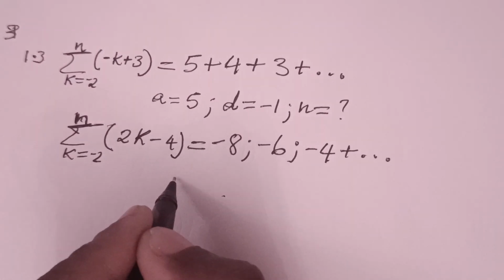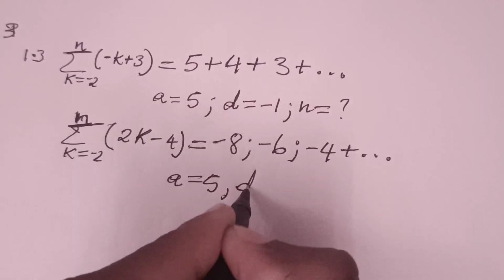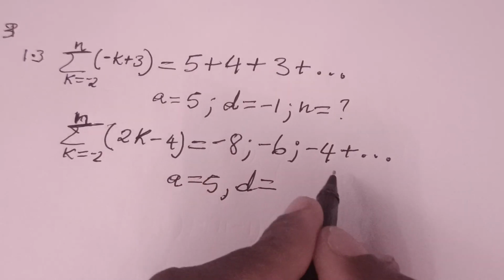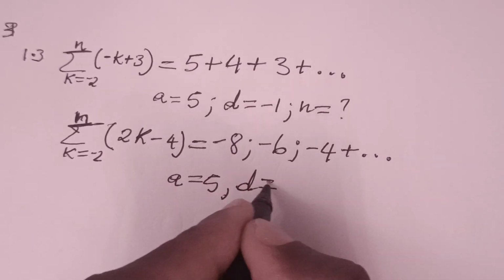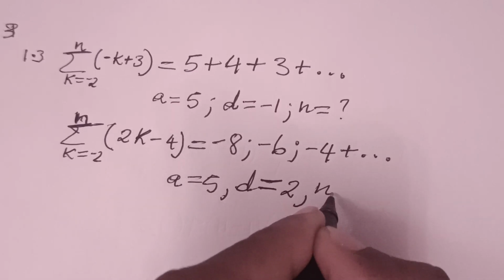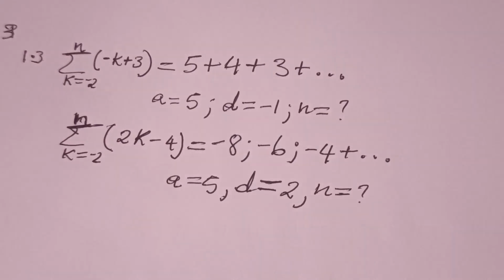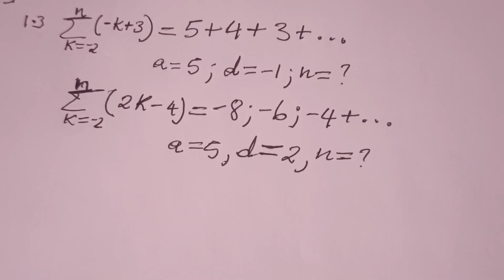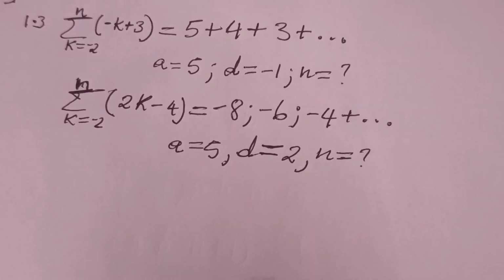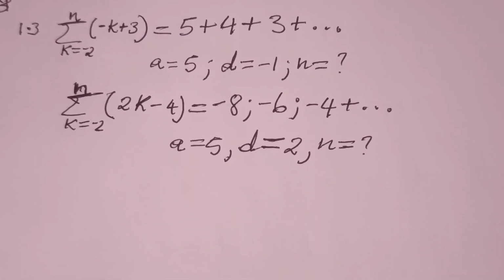You'll realize that here, ladies and gentlemen, a is equal to 5. D is equal to minus 6 minus minus 8, and minus 4 minus minus 6. It's a positive 2. And actually, this is Sn. The thing that you do not know is n. Since this is Sn, now let's put it in the Sn formula in a very lovely way.